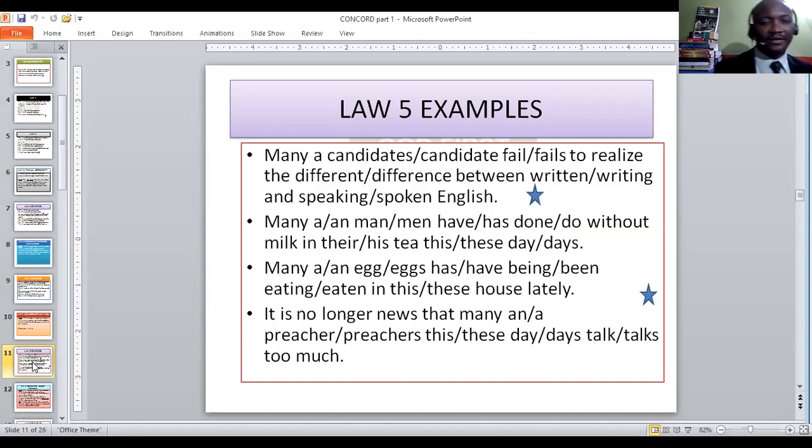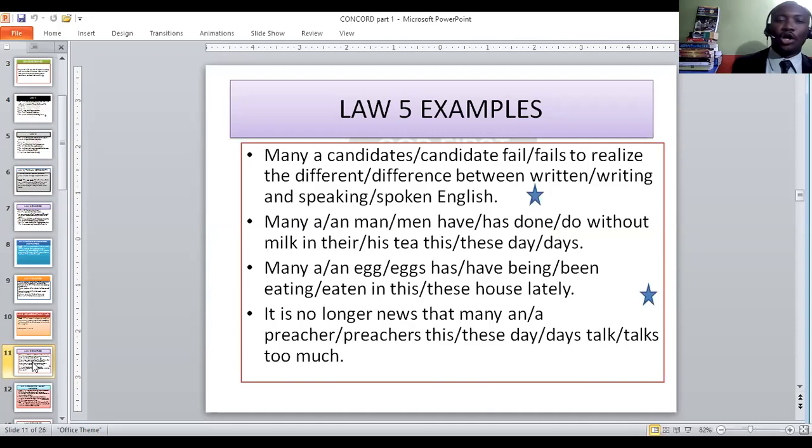Look at this also. Many a man, singular, has done, of course, perfect, without milk in his tea these days. T-H-E-S-E, days, plural. Many an goes with egg. Many an egg, singular, has been, perfect, of course. When you're saying something perfect, it is B-E-E-N, but continuous is B-E-I-N-G. Has been eaten, perfect, E-A-T-E-N, in this, T-H-I-S, singular, this, not these, T-H-E-S-E, house lately.